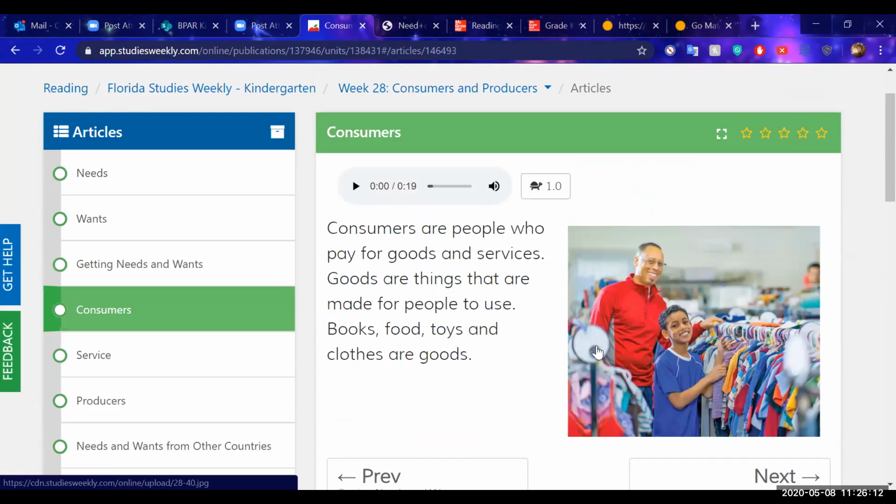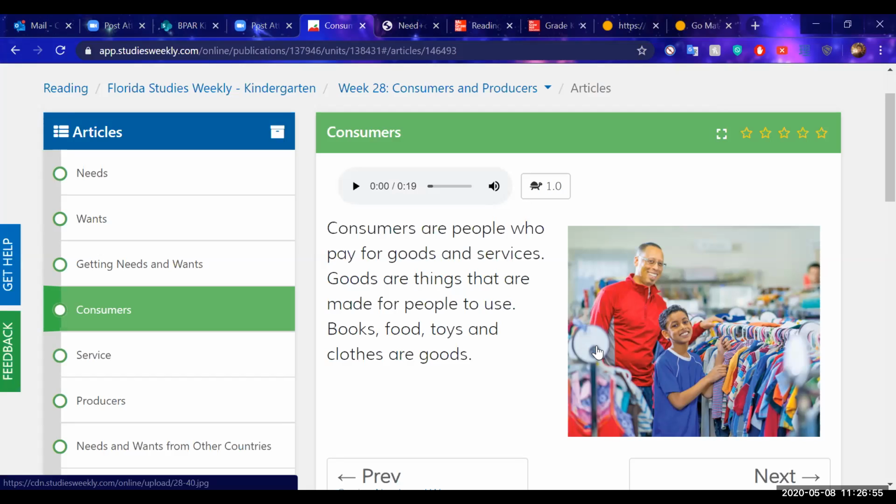Consumers are people who pay for goods and services. Remember that goods are things that are made for people to use. So for example, whatever you're watching this video on right now is a good. Whatever you're sitting in right now is a good. Whatever you use to put your food on or drink your drink with, cups, plates, bowls, those are all goods. Whatever you're wearing on your body right now is a good. Clothes are goods. Goods are things that are made for people to use.